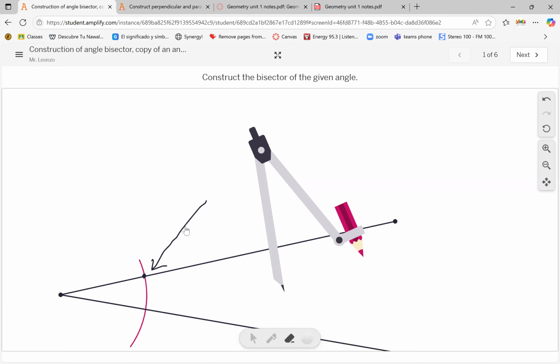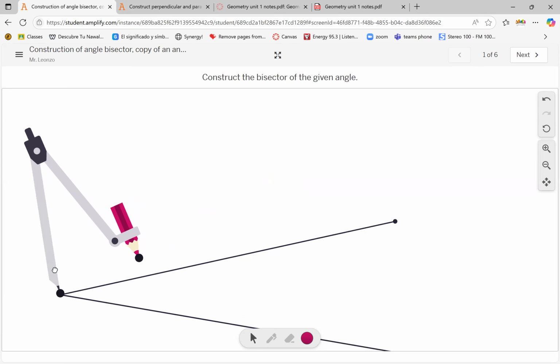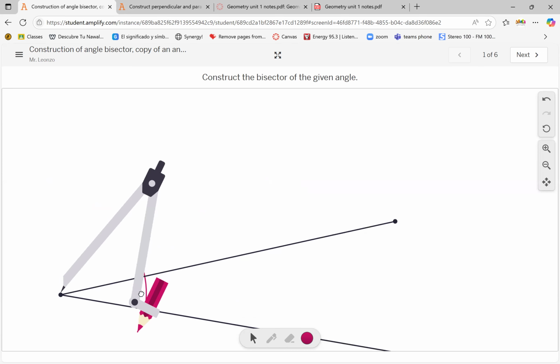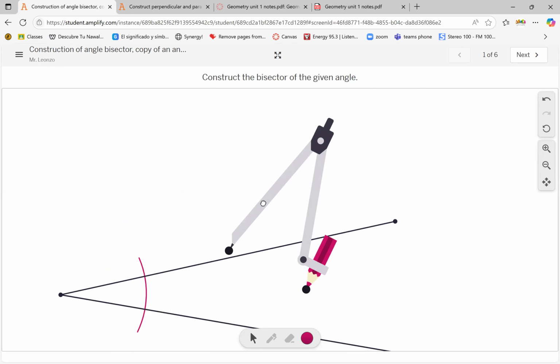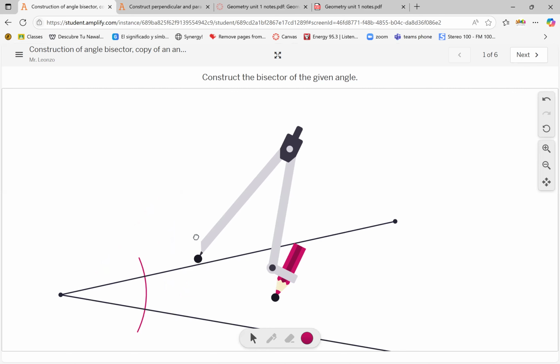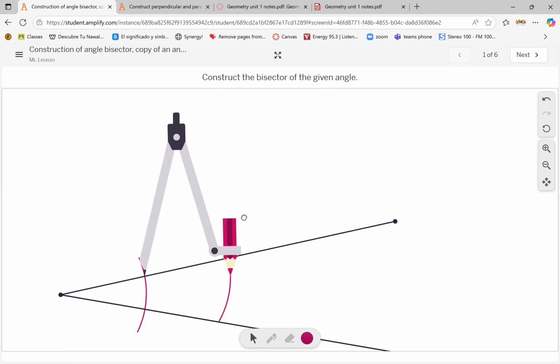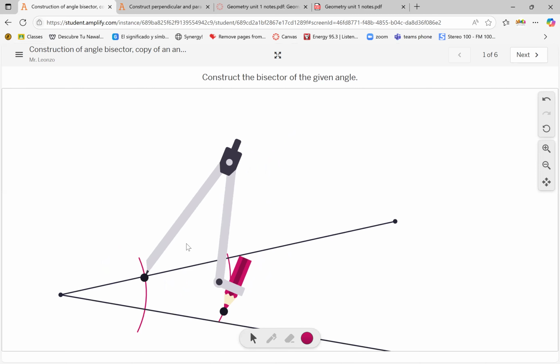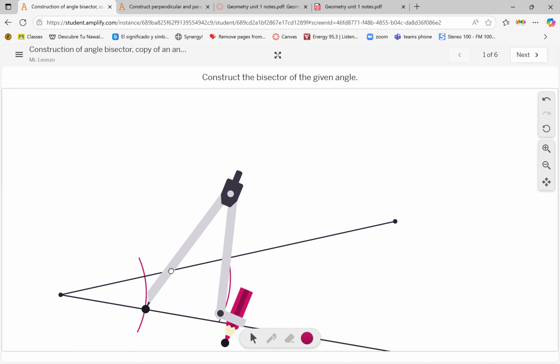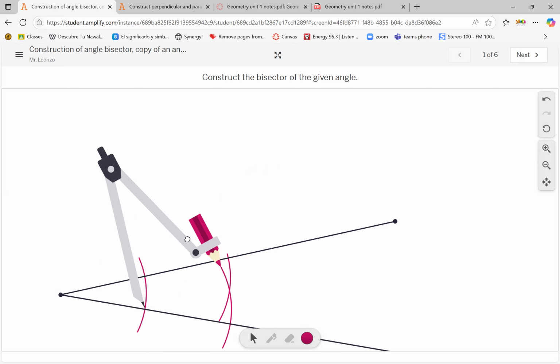So let me erase my stuff. See, notice how I click on the eraser? Oh, it also erased my arc. So let me draw my arc again. I'm going to center my compass at the vertex of the angle again, and I create my arc. Now I'm going to center my compass at the intersection, and then do an arc somewhere inside the angle. And then I'm going to move my compass to the other intersection, and do another arc.